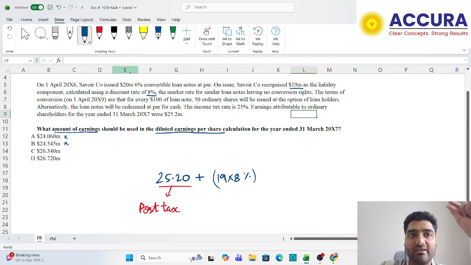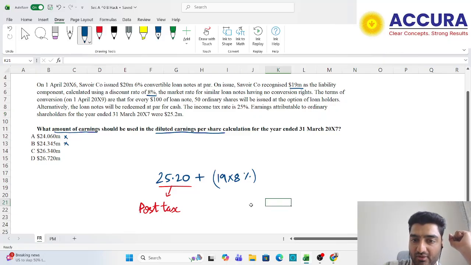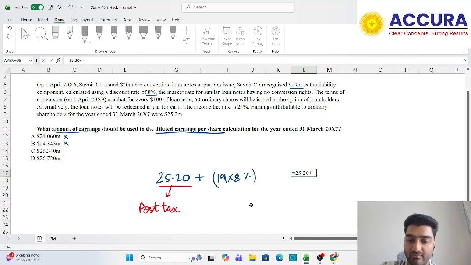Now remember one thing, ACCA does not give any random numbers in the choices that we have. These are smartly calculated. So let's understand one thing. Which amount should I select, 26.340 or 26.720? Let's think over it. If I am taking 26.720, it means that I am considering the full interest amount. Now let's calculate this: 25.20 plus 19 multiplied by 8 percent.